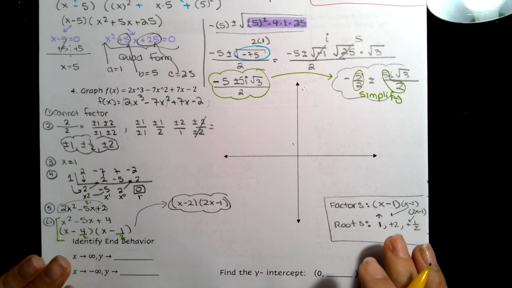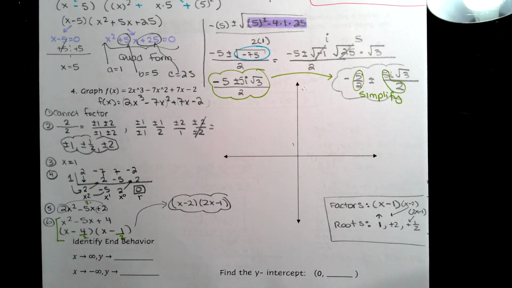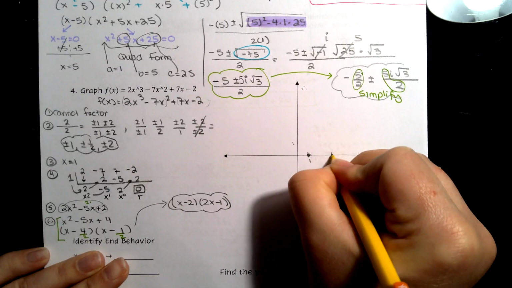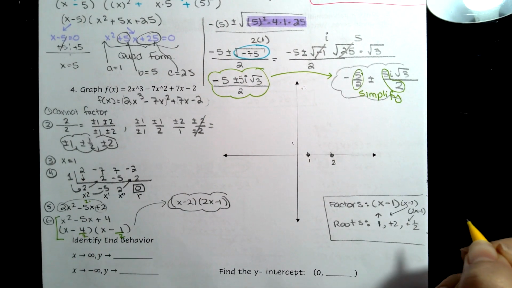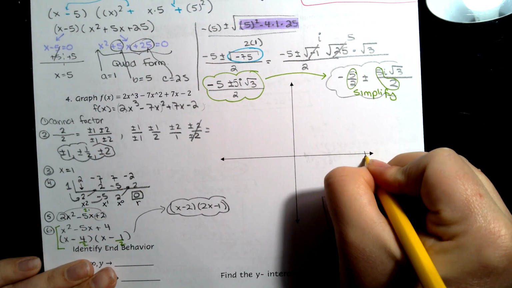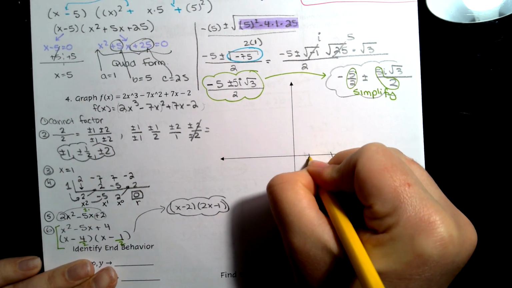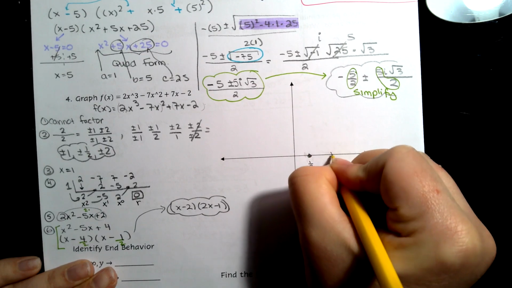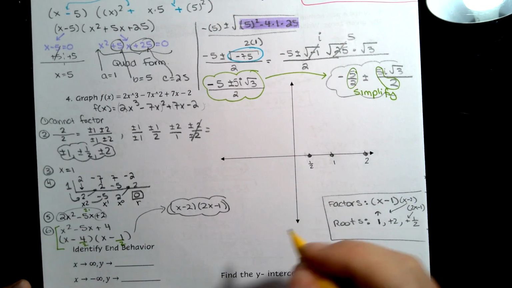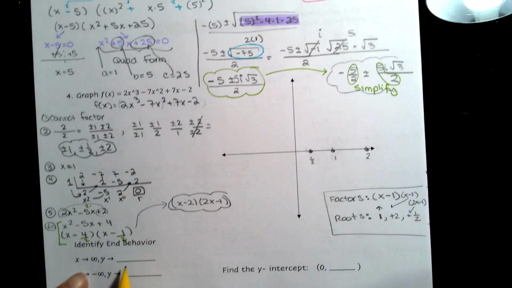Okay, now that we have our roots, we can identify them on the graph. So here's 1, here's 2, and here's 1/2. So all of them are positive. I'm going to actually erase and make it a little bit more spread out. So 2 can be here, 1 can be here, and so 1/2 can be here.